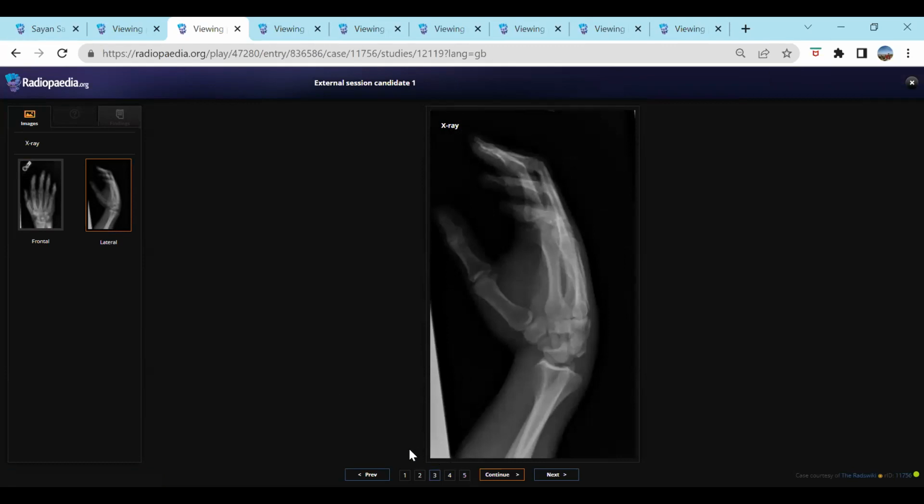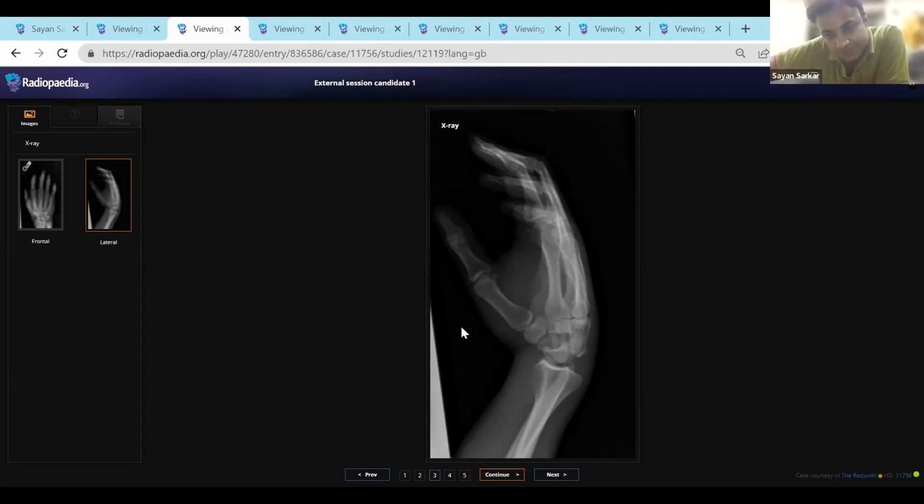Okay. So on this provided lateral view, which is slightly oblique, I can appreciate there is slight rotation of the lunate, and the carpal bones are dorsally displaced. So I'm suspecting a perilunate dislocation. What will you do next in this patient? Urgent orthopedic referral in this patient, and communicate my findings to the ER physicians.